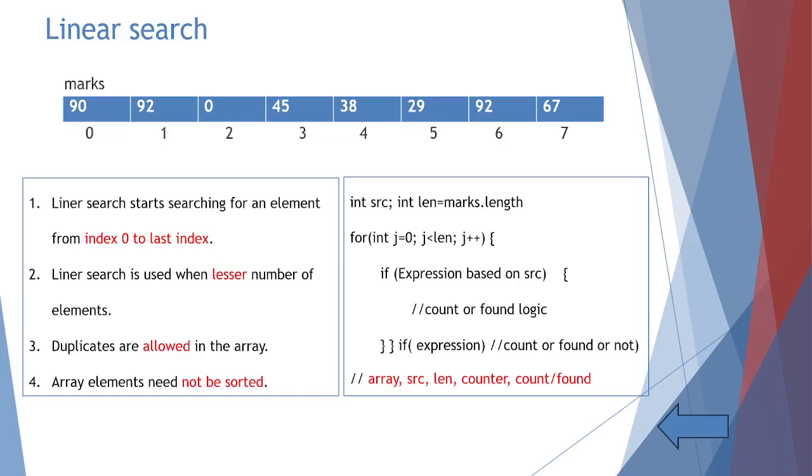Now let's see the logic of linear search. For loop, if, and whatever we want to do, count, found, whatever. Outside the for loop, we display either count or found or not. In linear search, we use 5 variables. First one is the array itself. Second one is SRC, that is the search element. Third one, length of the array. Fourth one, some counter variable to run the loop, that is j=0, j<n, j++. And a counter found to store.